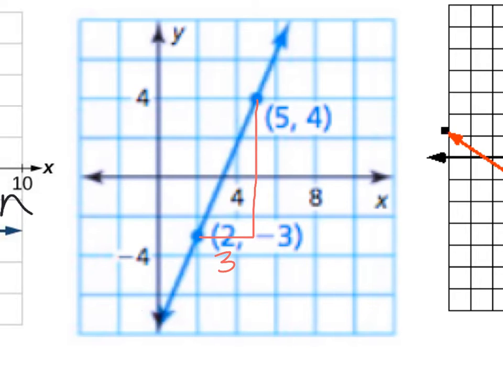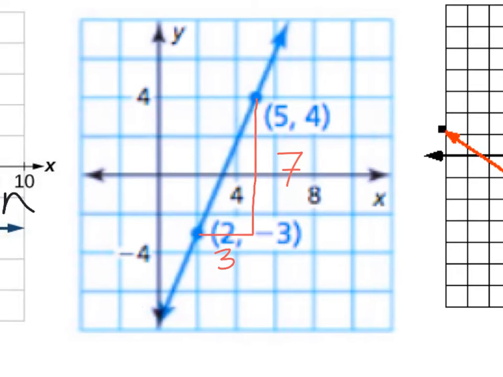Another way to think about it: each square is worth 2. The vertical change goes from -3 to 4. So how much is that? -3 to +4 is 7. And I would label that on my triangle.